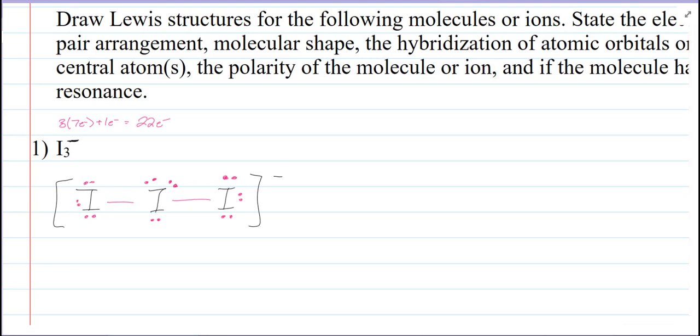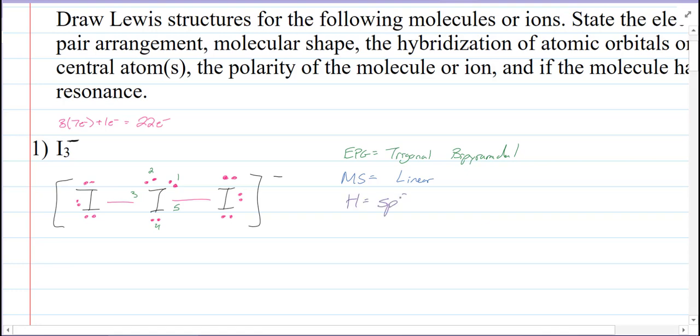So that central iodine, the electron pair geometry or arrangement, looks like it's trigonal bipyramidal. All right, we have 1, 2, 3, 4, 5 pairs. Shape, I have 2 bonding pairs, 3 lone pairs, so it's going to be linear. My hybridization, sp3d. Polar, not polar. Symmetrical and the same element. And of course, no other way to draw this, there's no resonance.